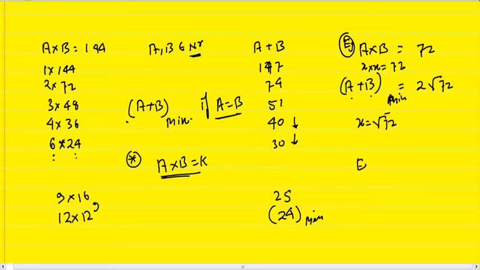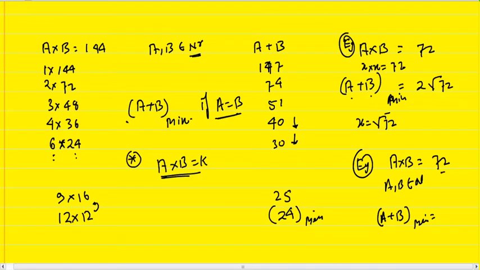Now, if the same example is framed with the condition that A into B is equal to 72 and A comma B are natural numbers, minimize the addition of A and B. In this case, I have to manually break down these numbers. Now, with trial and error, I can say the closest possible breaking of numbers is 8 and 9. So 8 into 9 is 72, 8 plus 9 is 17. This is the minimum provided they are natural numbers.